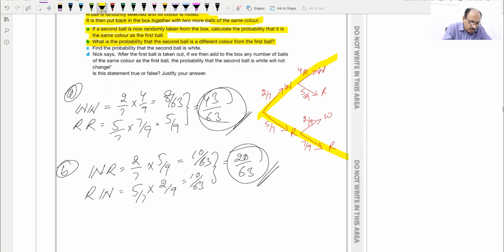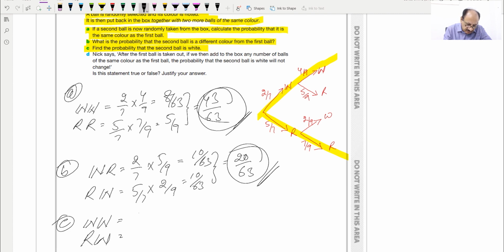Now we can go through C part, and C part says find the probability that the second ball is white. So the second ball should be white, what are the options? It can be white and white, or it can be red and the second one is white. So these are the two options available to us. So we can take white.